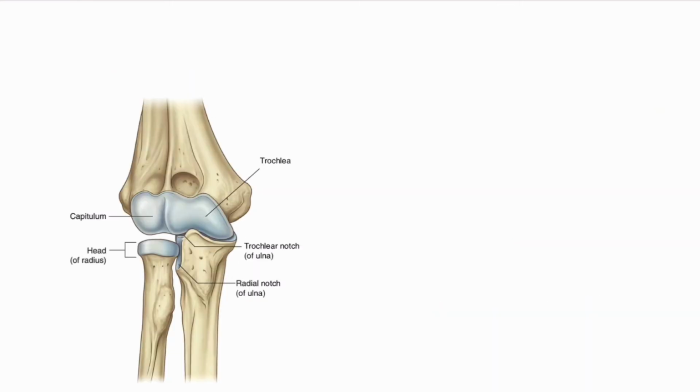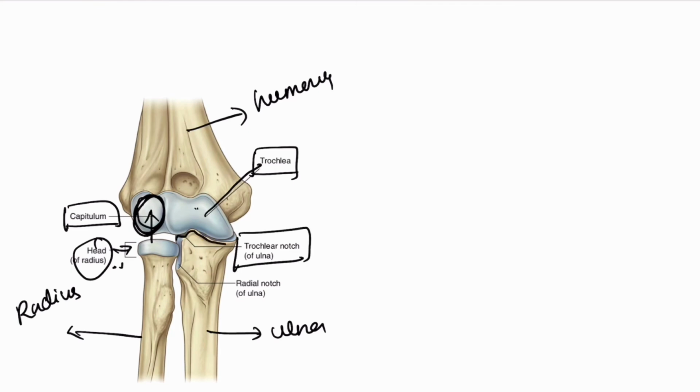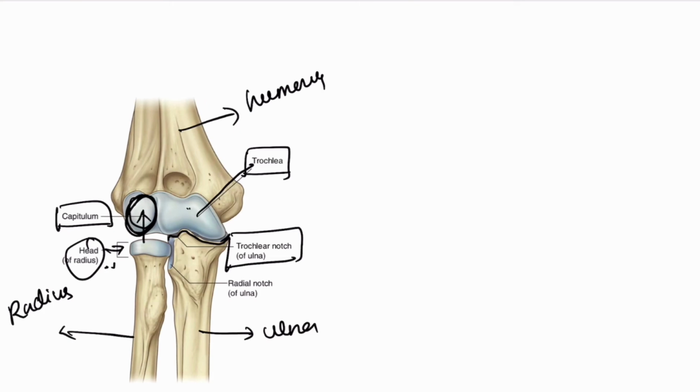Now let us see how the humerus is attached to the radius and the ulna. This is the humerus, and this is the ulna, and this is the radius. The capitulum of the humerus is attached to the radius head. This is the head of the radius, and this is the capitulum of the humerus. And this is the trochlea here. This trochlea is attached to the trochlear notch of the ulna. This is the trochlear notch. And that's all about this.